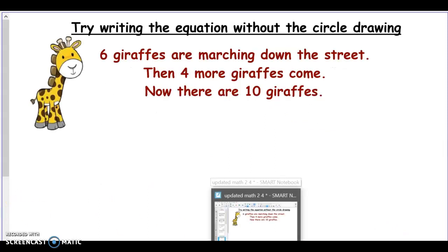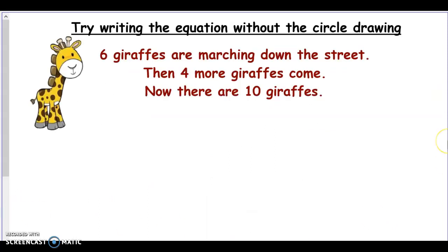Okay, now we're going to try writing the equation without the circle drawing. Listen for the numbers that you hear, and we have to try and decide which ones are the partners and which one is the total. 6 giraffes are marching down the street. Then 4 more giraffes come. Now there are 10 giraffes. So how many giraffes are there total?